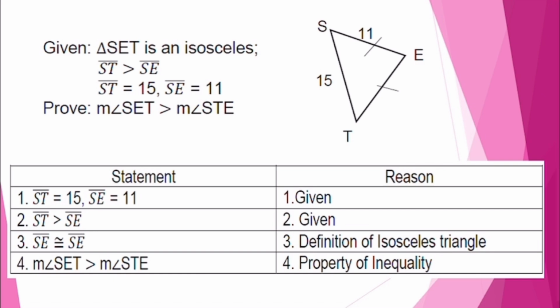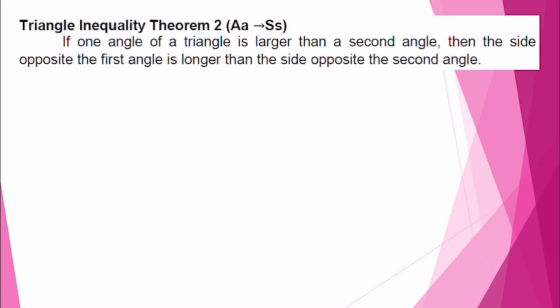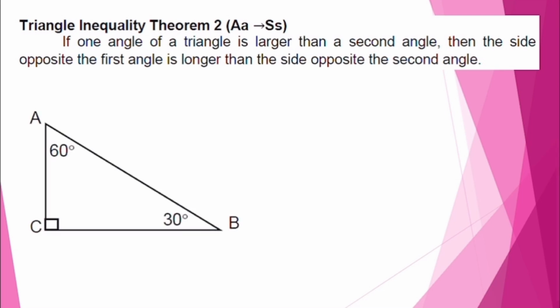Now, let's proceed to triangle inequality theorem 2. If one angle of a triangle is larger than a second angle, then the side opposite the first angle is longer than the side opposite the second angle. Moving on with the second theorem of triangle inequality, given triangle ABC, the degree measure of angle A is equal to 60 degrees, the degree measure of angle B is equal to 30 degrees, and the degree measure of angle C is equal to 90 degrees.